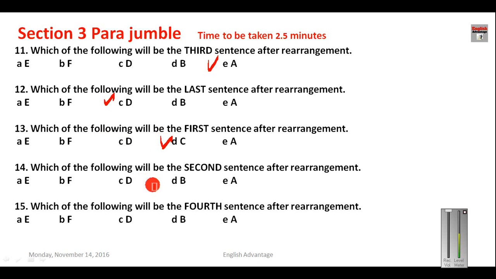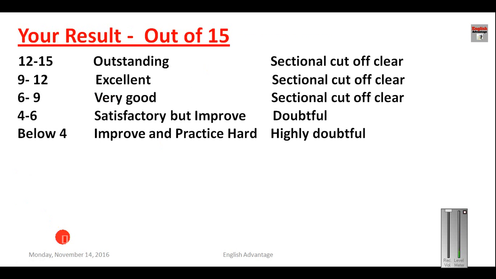Which of the following will be the second sentence? Second sentence is E. So your answer will be A. Which of the following will be the fourth sentence? C E A F. So your answer will be B. So that is how you have to correctly solve any kind of para jumble.